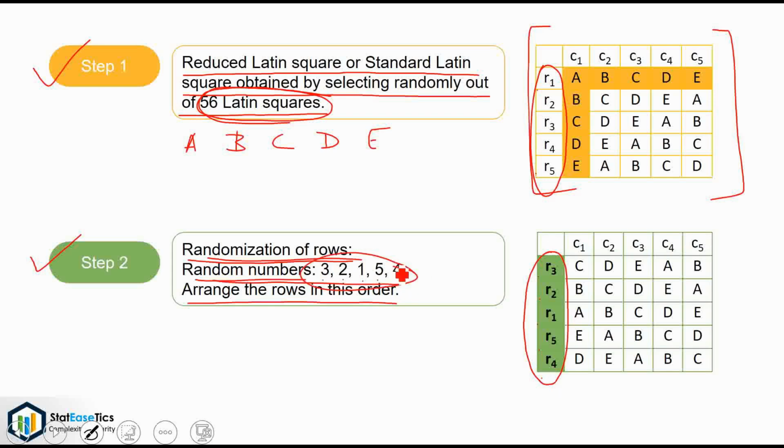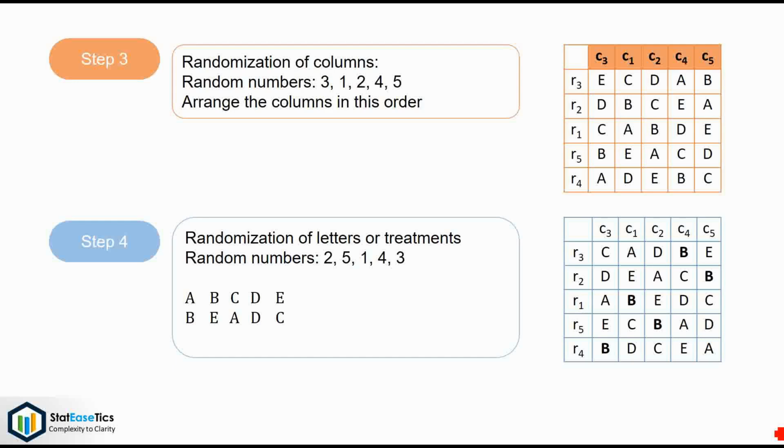The next step is randomization of columns. Suppose the random numbers selected are 3, 1, 2, 4 and 5, then we have to arrange the columns in this order, that is C3, C1, C2, C4 and C5.